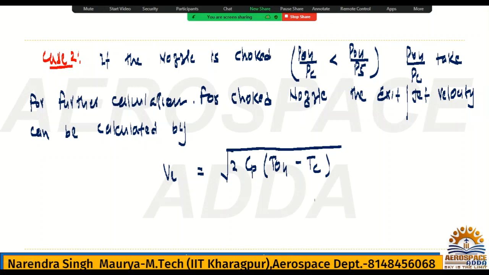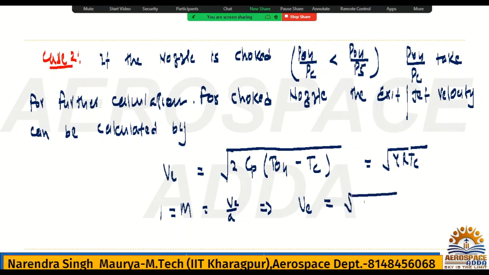All right, simple. Or if you solve this also, then you may get gamma R TC. Technically also you can think, what is the Mach number? M is V by a. So for the choked condition, the critical Mach number will be 1, and this is the exit velocity, this is the speed of sound. So what does it mean? The exit velocity is the speed of sound, which is nothing but root of gamma R TC. In this way also you can understand.